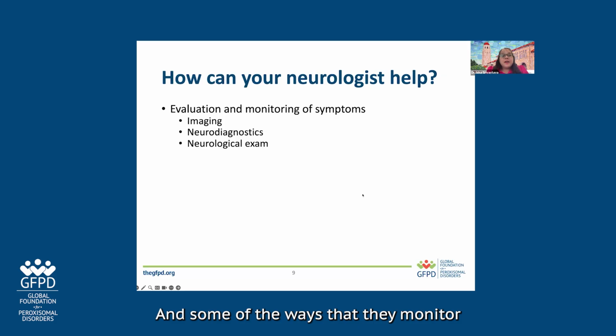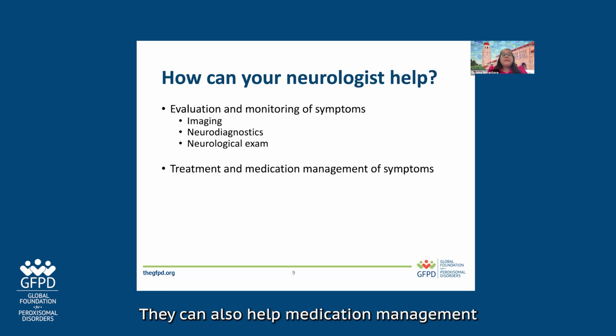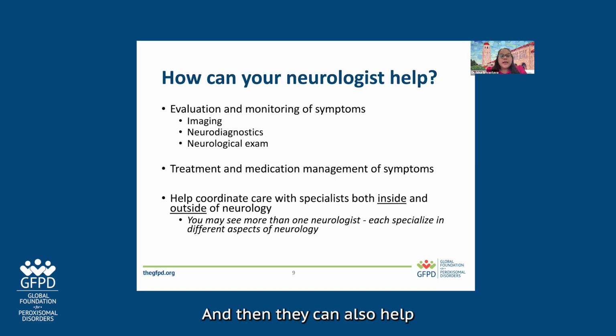And some of the ways that they monitor this is through imaging, and we'll talk a little bit about what the different imaging types are, neurodiagnostic testing. And again, in a couple of slides, I have some more information about what I mean about these tests and what these tests are measuring. And also, very importantly, a neurological exam to look at how the brain, spinal cord, muscles, and nerves are functioning. They can also help with medication management as well as treatment options for managing many of these symptoms. And then they can also help coordinate care with specialists, both within neurology as well as outside of neurology.